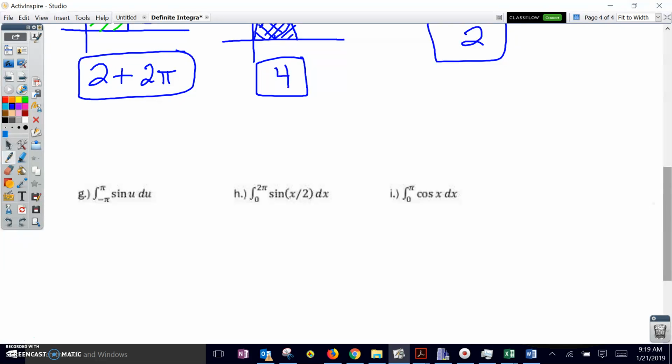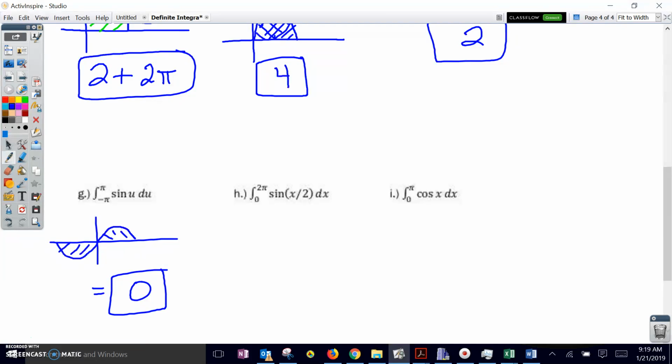Integral from negative pi to pi, we've got a negative arc and a positive arc. Those cancel each other out, and so the total value of that integral is going to be 0.